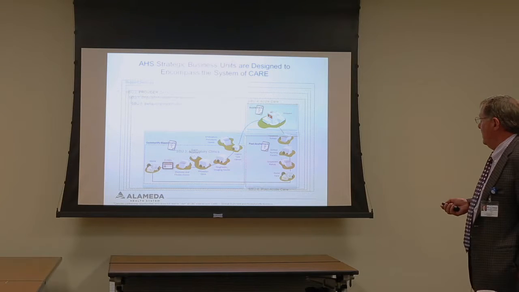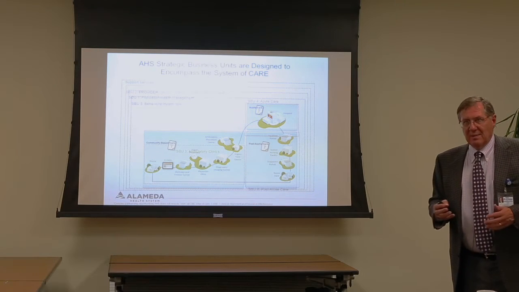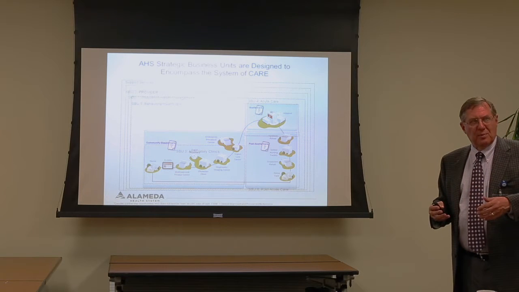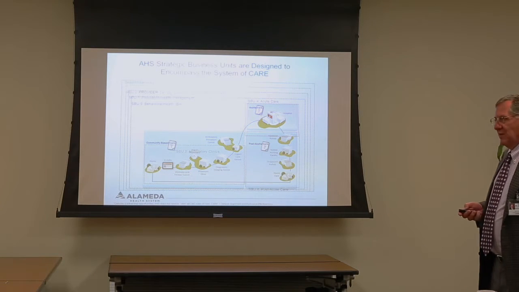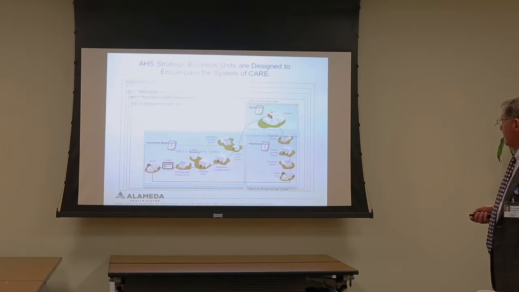Five is behavioral health, which we drew around everything because it occurs everywhere. Not that they're going to be running a hospital, but they need to be looking at what's going on inside of a hospital. And then six would be post-acute.